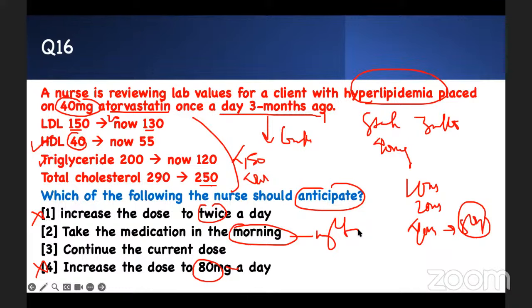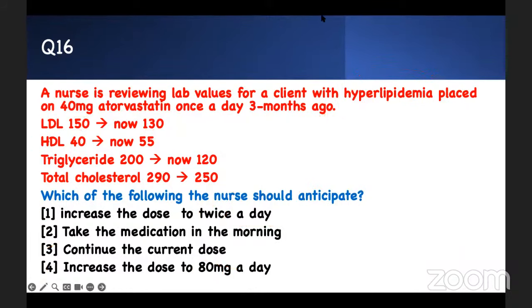I know you know this, but I just want to show you some test taking strategy, like when you don't know the answer. It looks cumbersome, a bunch of words. But when you look at the answer, 1 and 4 are saying the same thing. You should not waste your time on it. And you don't take the medication in the morning either. So we should continue the medication. That's all. 4 more questions, then we're done.